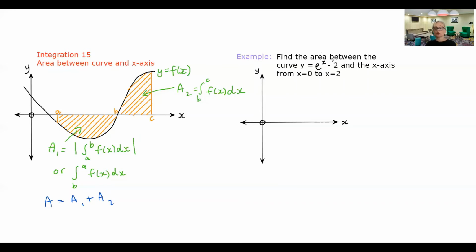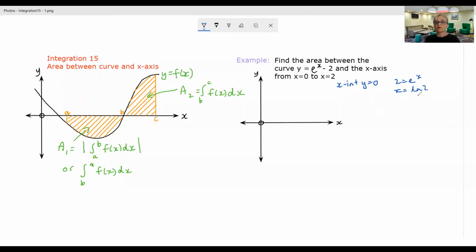If I wanted to draw the curve of this, first of all, let's just think about our x-intercept occurs when y is 0. So 2 equals e to the x. So x is obviously natural log of 2. Now, if you use your calculator to get an approximation for natural log of 2, you'll get about 0.7. So it certainly is relevant in the domain that we're talking about, from 0 to 2. So if we were to mark in 1 and 2, natural log of 2 will be about there.